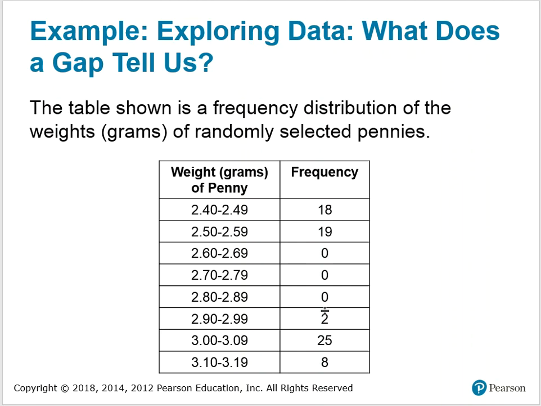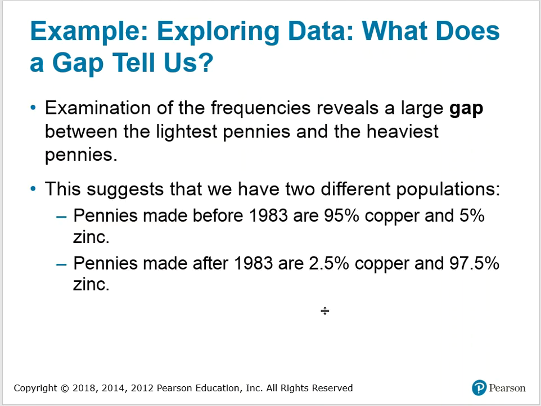And it depends on how well you know your history. What happened was that they changed what they made pennies out of. So prior to 1983, they had more copper in their pennies, and now they've moved to having more zinc in their pennies. So the pennies actually have gotten lighter over time.